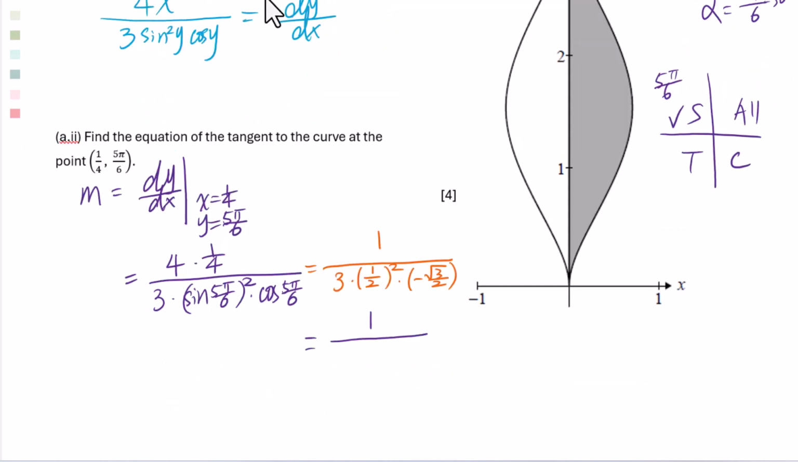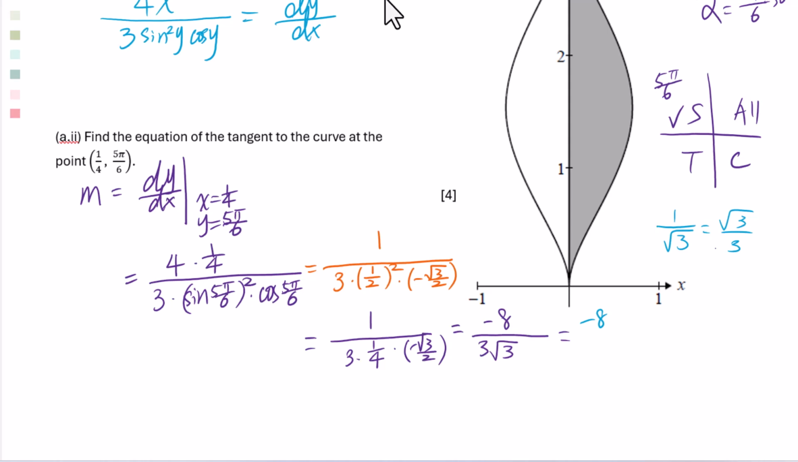Simplify: 1 over 3 times 1 over 4 times negative square root of 3 over 2 equals negative 8 over 3 square root of 3, because 1 over square root of 3 equals square root of 3 over 3. So we get negative 8 over 3 times square root of 3 over 3, which equals negative 8 square root of 3 over 9.